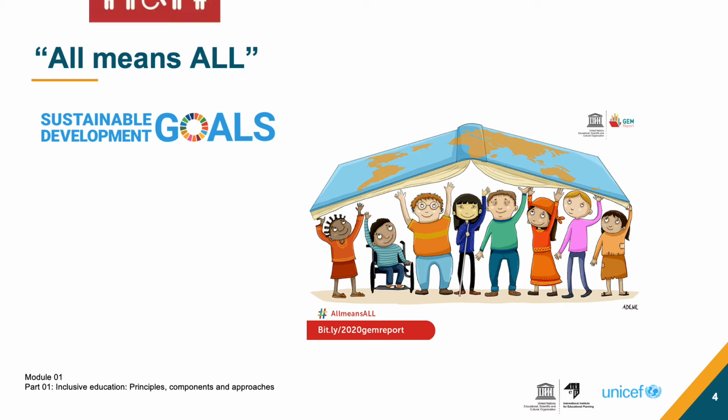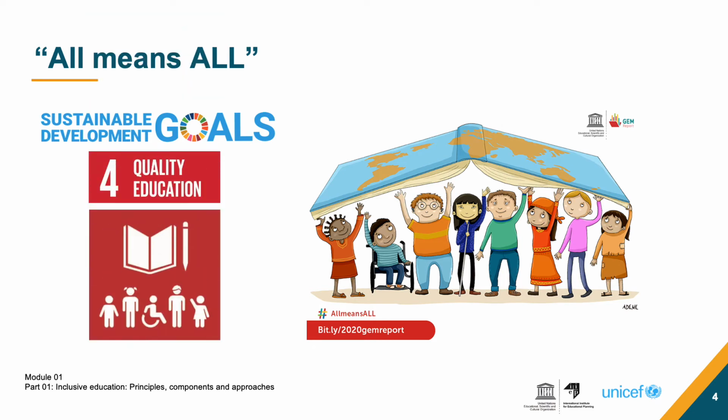As evidenced by Goal number 4 of the United Nations 2030 Agenda for Sustainable Development, there is growing international recognition of the importance of building more inclusive education systems, thereby contributing to the goal of social inclusion. The UNESCO Global Education Monitoring Report, published in 2020 with its focus on inclusion and education, could not have been more clear in its call to action, underscoring the international commitment to inclusion. All means all.